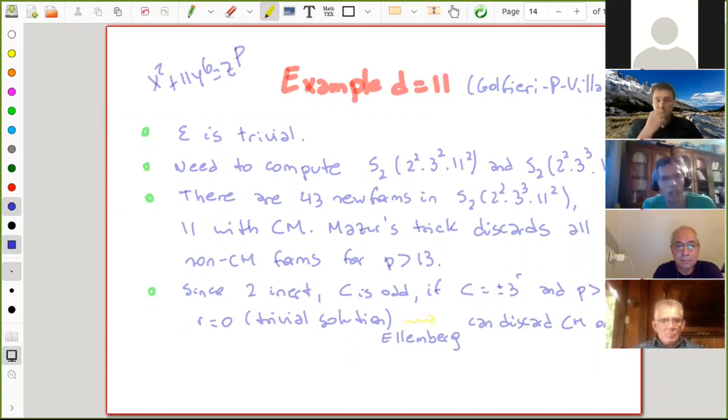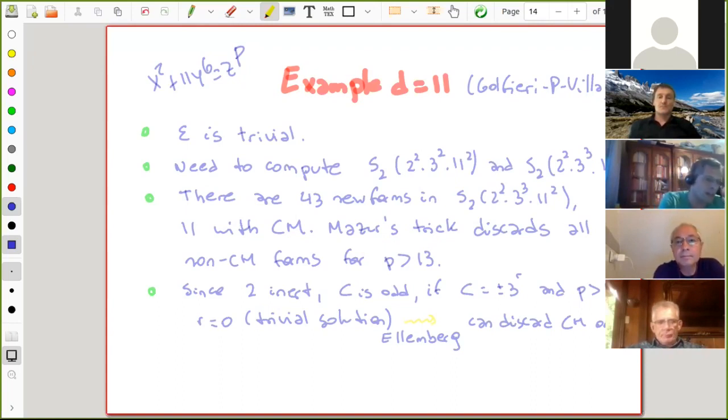Okay, and in this case, you do the computation I mentioned before. You can know exactly what the character epsilon is. So epsilon is trivial, so you have forms with trivial nebentype. And then you just go to the formula and compute the spaces. The levels are 2 squared times 3 squared times 11 squared, and 2 squared times 3 cubed times 11 squared.